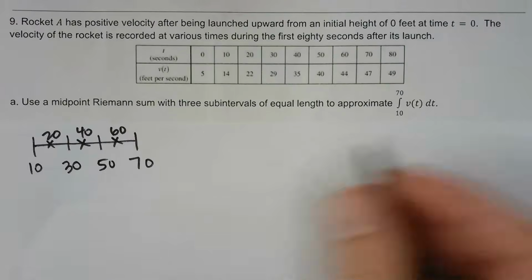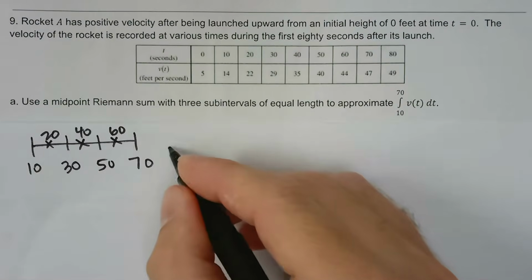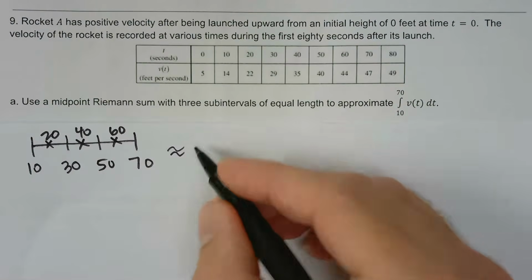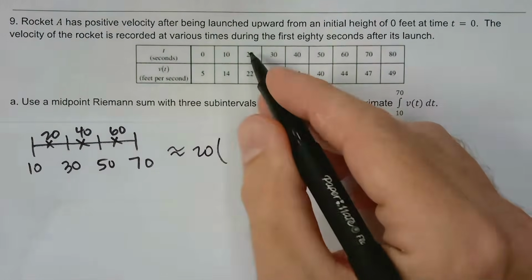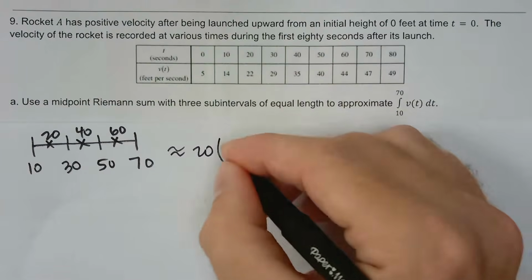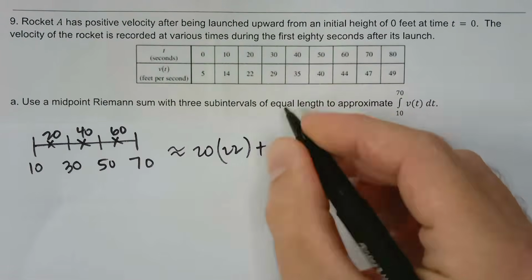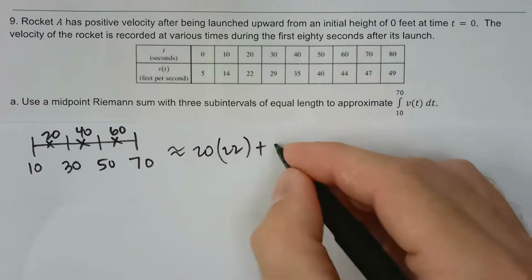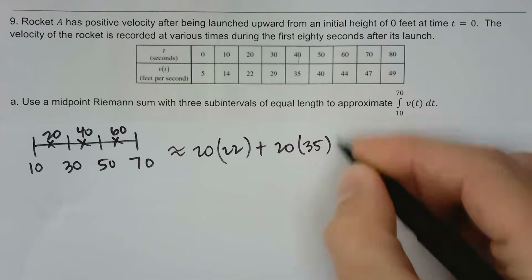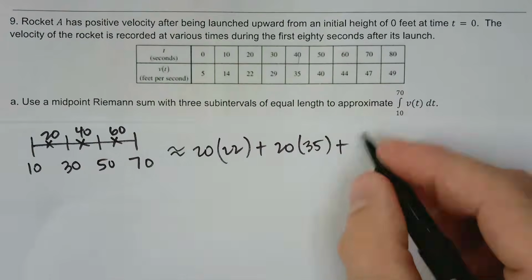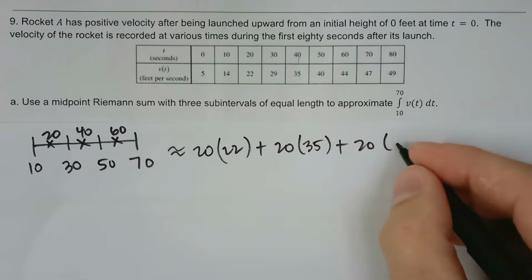Okay, and that's my 3 subintervals, so this integral is approximately equal to, all right, 10 to 30 is a width of 20. I'm going to get my height from t equals 20, which is 22, plus, okay, 30 to 50, another width of 20. Height at 40 was 35, plus, okay, 50 to 70, another width of 20. Height was 47.